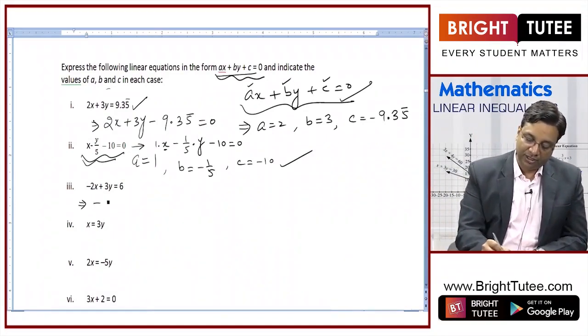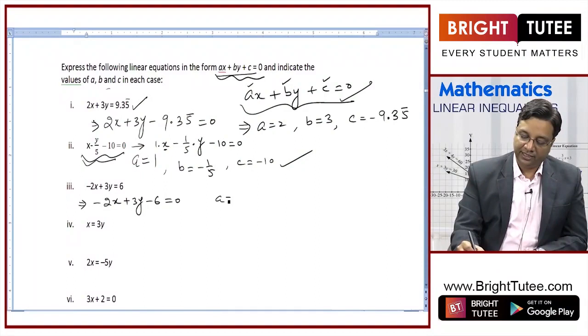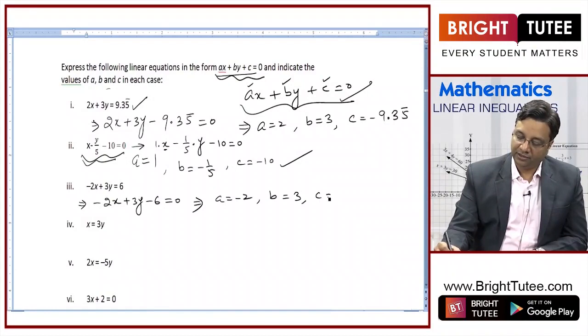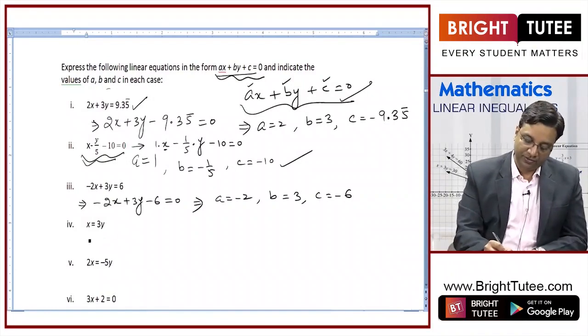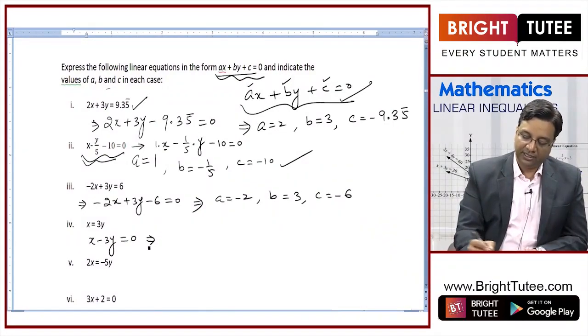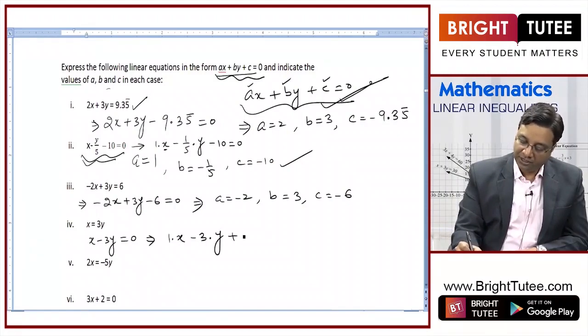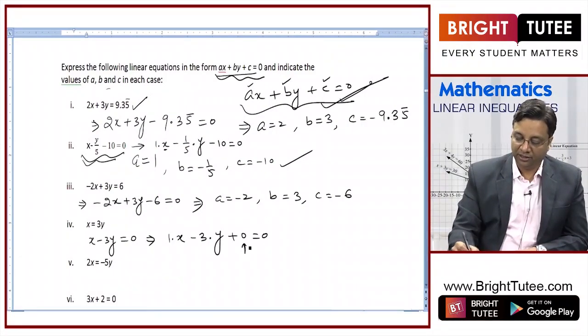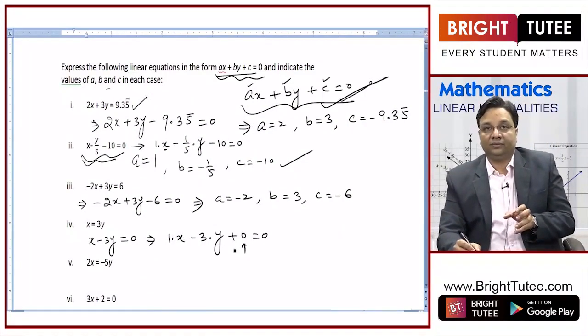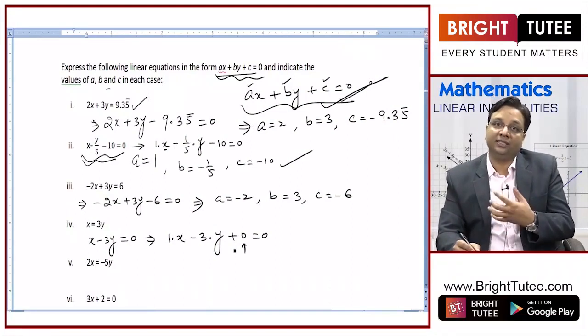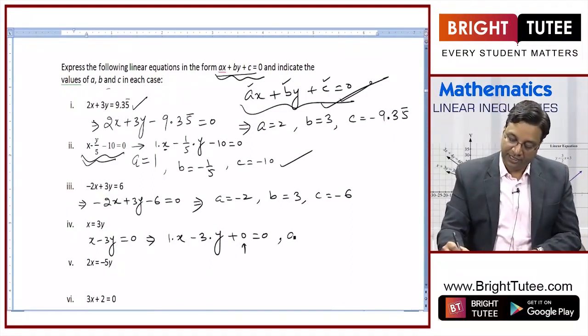Similarly, this equation will become minus 2x plus 3y minus 6 equals 0. Hence a is equal to minus 2, b is equal to 3, c is equal to minus 6. This one can be written as x minus 3y equals 0. Writing it in this form, I can write it like this: 1 into x minus 3 into y plus 0 is equal to 0. Why this 0 here? To show you that it is the value of c, or to show you that c is equal to 0 in this case. So a is 1, b is minus 3, c is 0.